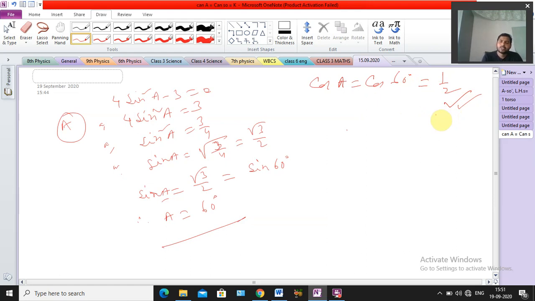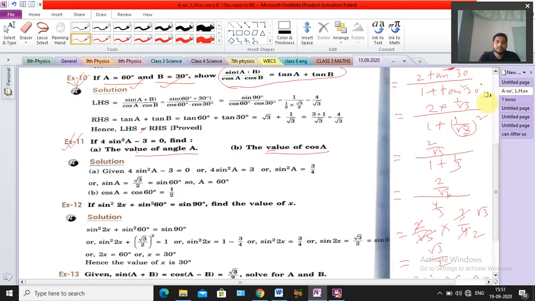Okay, next, example 12. Example 12 is telling: if sin square 2x plus sin square 60 degree equal to sin 90 degree, find the value of x. Okay, good question. We can find it out. So how to do this one? Just see.